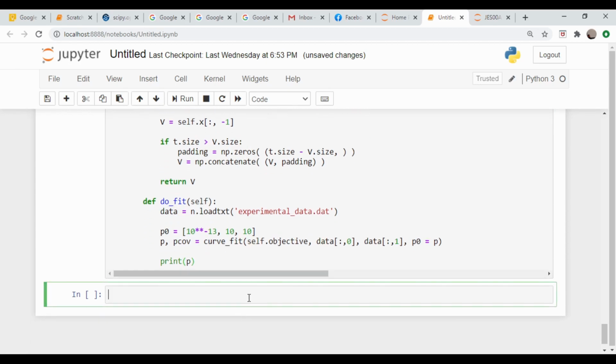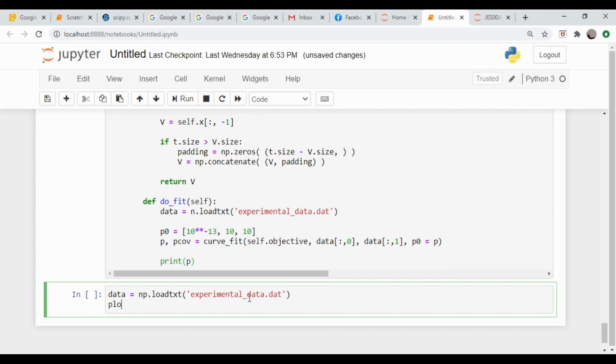First, let's plot out our experimental data so we can overlay our simulated curve on it eventually. So data is equal to np.loadtxt, experimental data, plt.plot, data, column 0, data, column 1, and we'll just use, what will we use? We'll just put points.